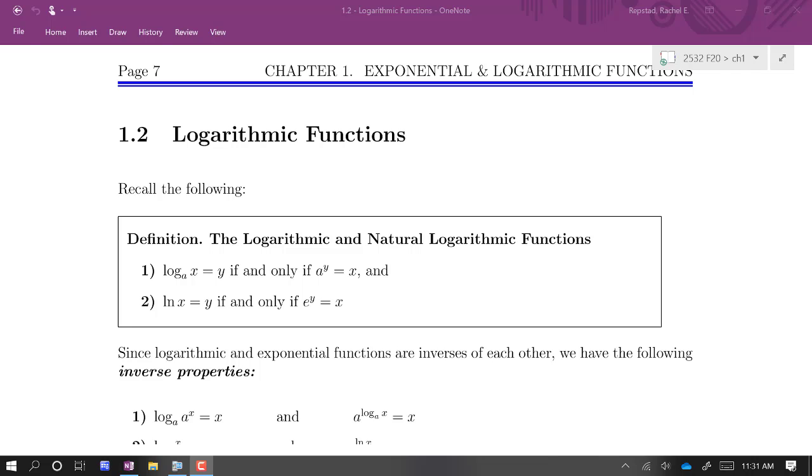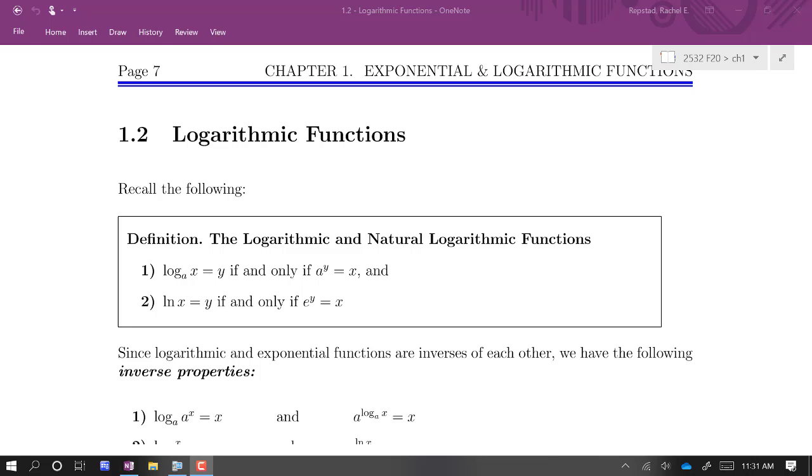Alright, in this section we're going to do a bit of review of logarithmic functions. These are just the definition and some properties of logarithmic functions and doing some algebraic manipulation. We're not going to get to derivatives until the next section, so if you're already really familiar and comfortable with logarithmic functions, you could skip this section. We're going to start with the definition.